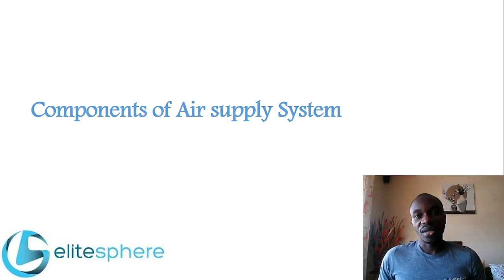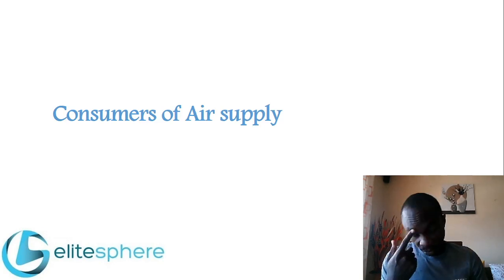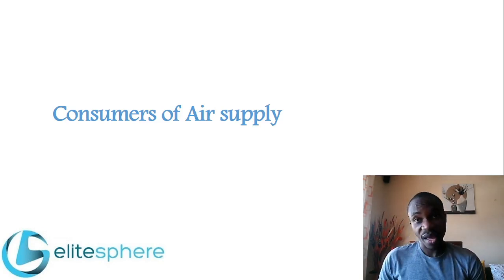Next, we're going to look at the consumers of this bleed air, or of the air supply on an aircraft. The primary consumer of air supply is the air conditioning system. It's the air that comes from the pneumatic system that is used by the air conditioning system. It cools it and then supplies it to the cabin at the right temperature to provide comfort to the cabin.